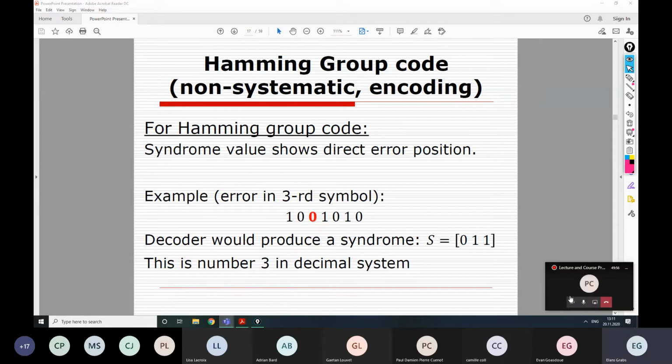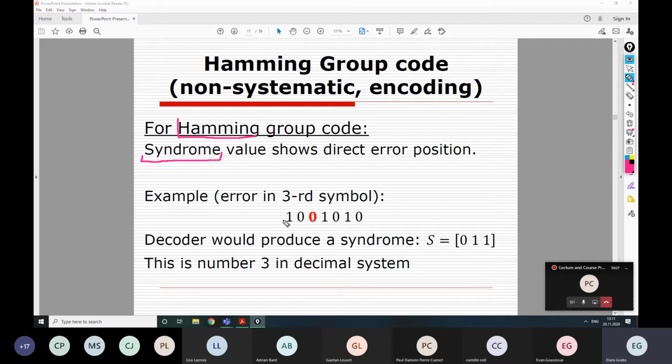Yes, okay, it's here. About group coding, about Hamming group coding in particular, which corrects a single error. So we need the list of possible syndromes and the list of possible error vectors. For Hamming group code, this approach is very simple and straightforward. The syndrome value shows where the error has occurred.